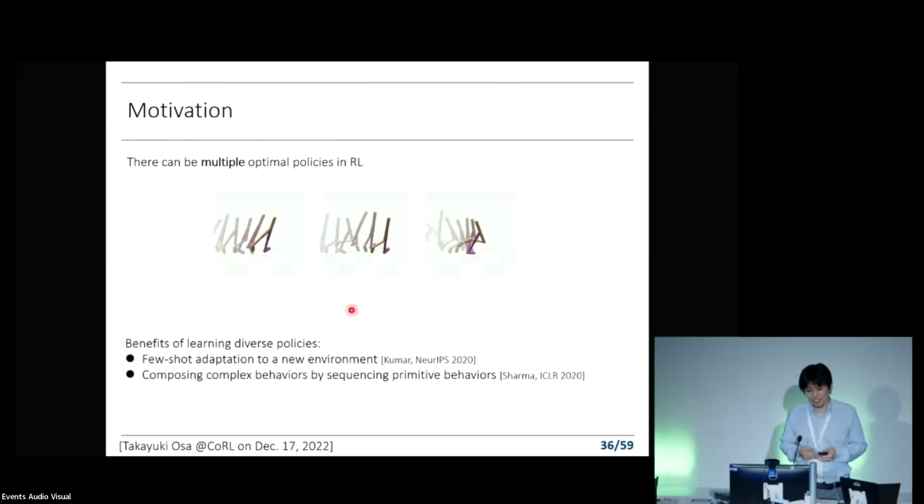In reinforcement learning, there can also be multiple optimal policies. It's a well-known fact, and it's also written in a famous textbook of reinforcement learning. Although popular reinforcement learning algorithms such as soft actor-critic and TD3 find a single solution, there are many studies that address this direction. And the benefit of discovering diverse solutions is, again, that we can do few-shot adaptation to a new environment, and also we can compose complex behaviors just by mixing and sequencing primitive behaviors. From the next slide, I'd like to explain some basics of discovering diverse solutions in reinforcement learning.